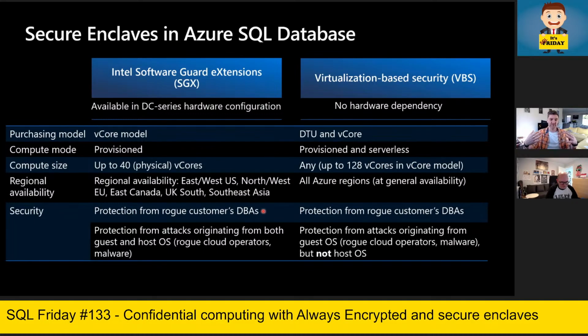So where's the difference, right? When should you choose Intel SGX or when should you choose VBS enclaves?